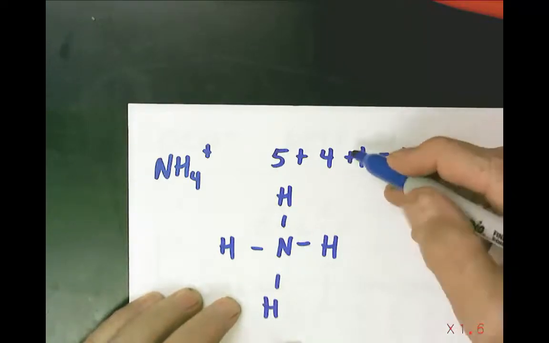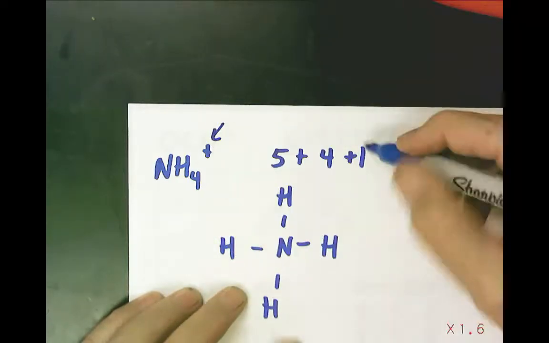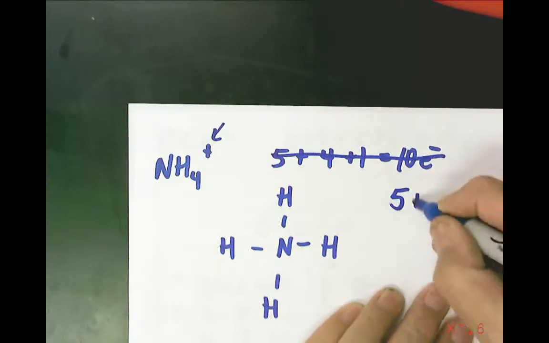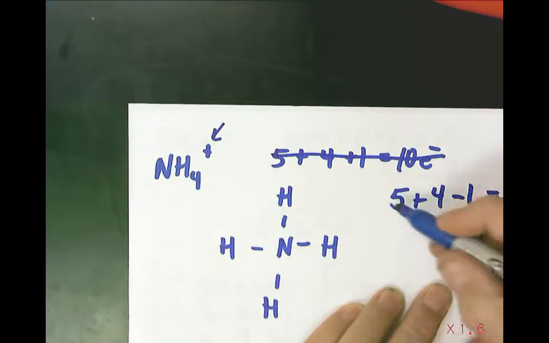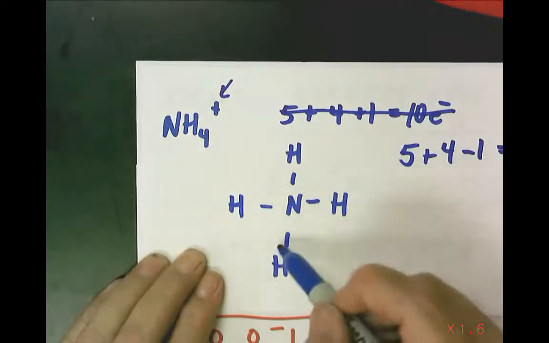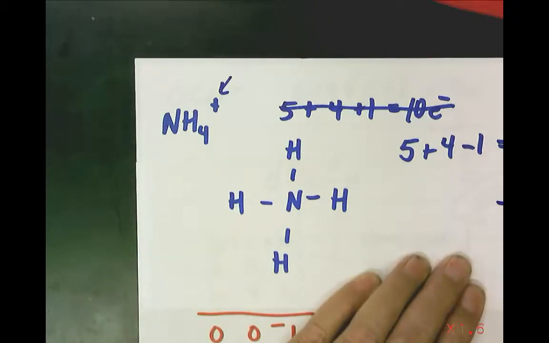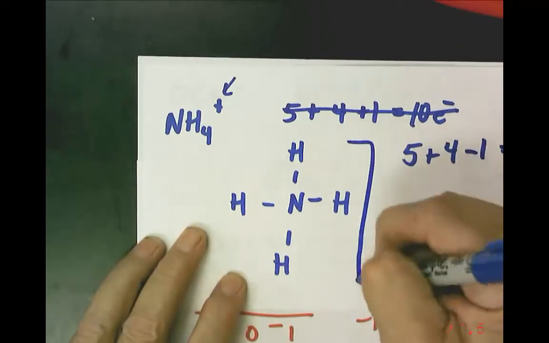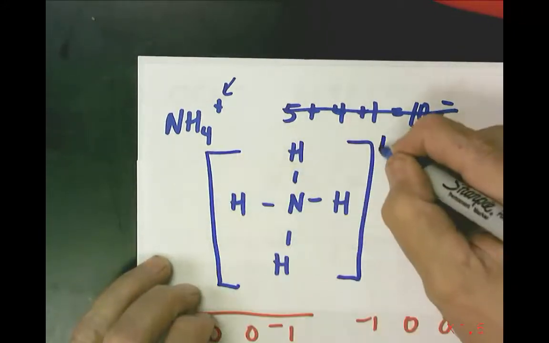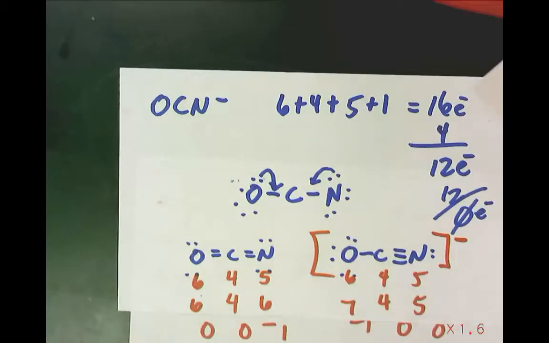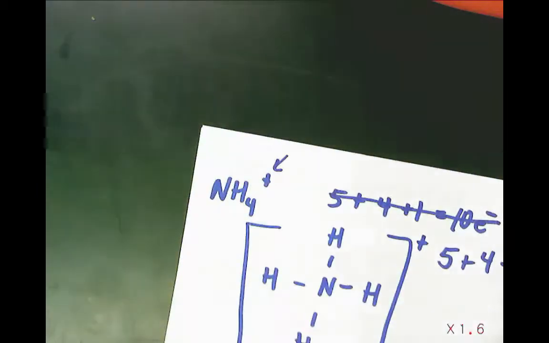Oh wait, we don't add 1. This is an ion that's positive. We got to take 1 away. Okay, let's try this again. So 5 plus 4 minus 1. So 8 electrons. Okay, now it's making more sense. 2, 4, 6, 8. We used up all 8 electrons. Octet is fulfilled for both hydrogen and nitrogen. So we put in the bracket and complete the plus. Okay, and so there's some more Lewis structure practice.